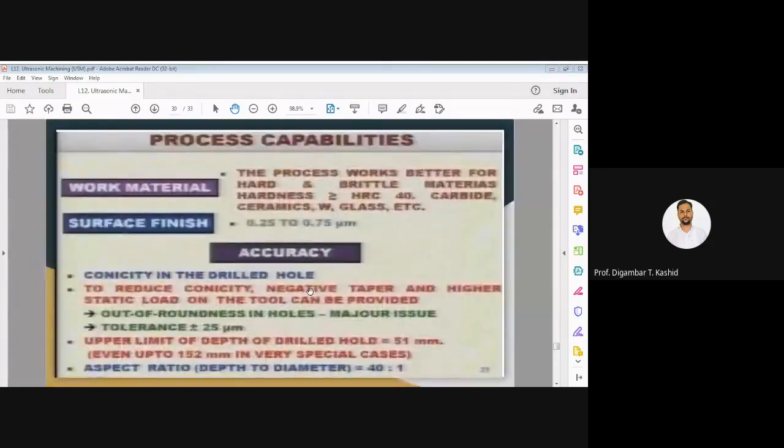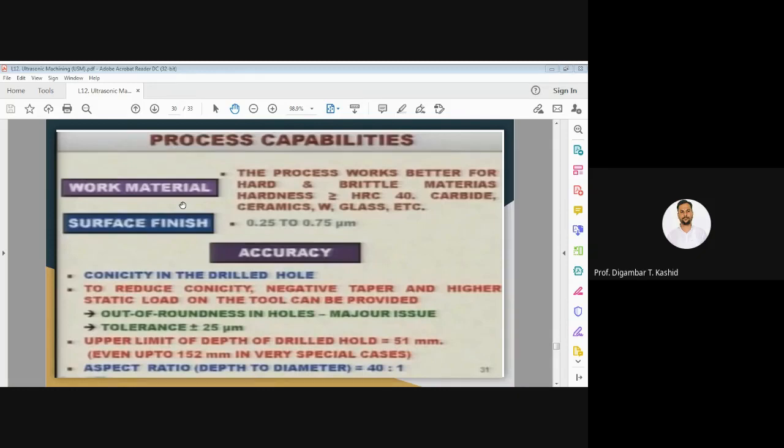Now let us discuss another point, that is the process capability. After studying the effect of different process parameters on the performance of this ultrasonic machining process, let us see the capability of this particular process. First point: this process works better for hard and brittle workpiece materials. The hardness normally recommended for the workpiece should be greater than or equal to 40 on the Rockwell hardness C scale, so you can take HRC more than 40. At that time also this process works better.